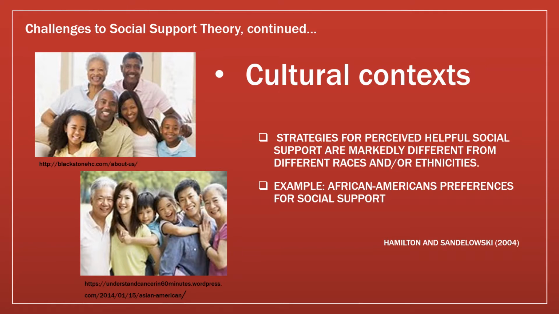Cultural context. An example for this would be African Americans. Hamilton and Sandelowski, 2004, discovered that although the broad categories of social support were acceptable, strategies for perceived helpful social support are markedly different from Caucasians. For example, African Americans perceive distracting activities and simple presence as emotional support, as opposed to verbal expressions of problems. So just being physically there and giving them distracting activities was enough for them. They consider that as emotional support.